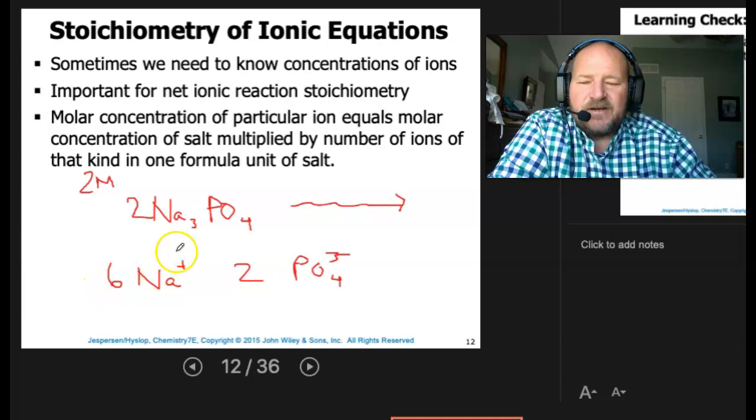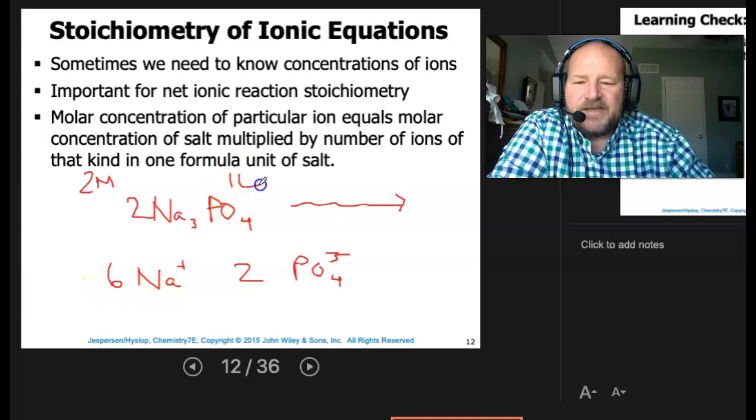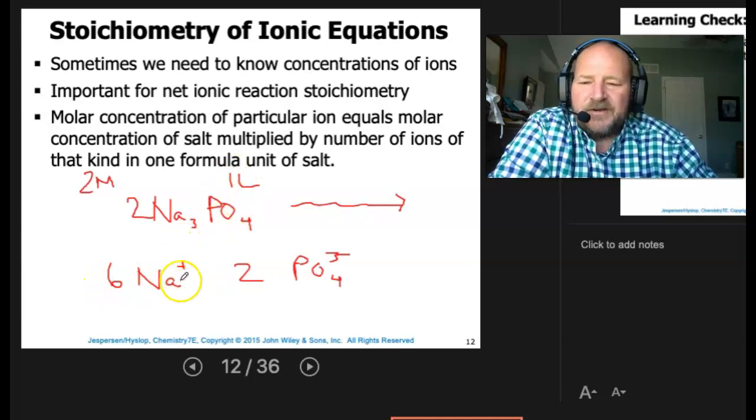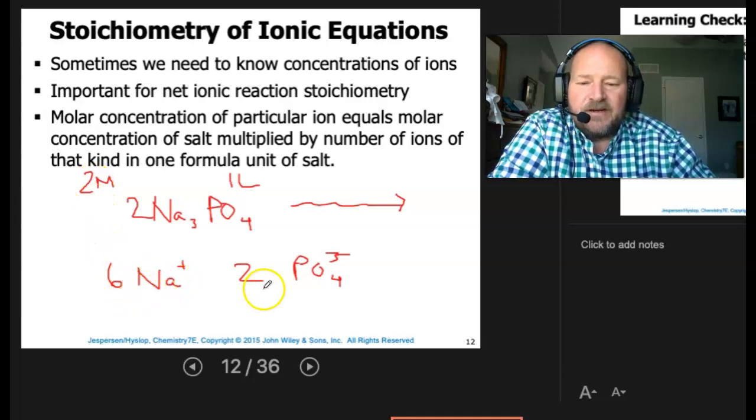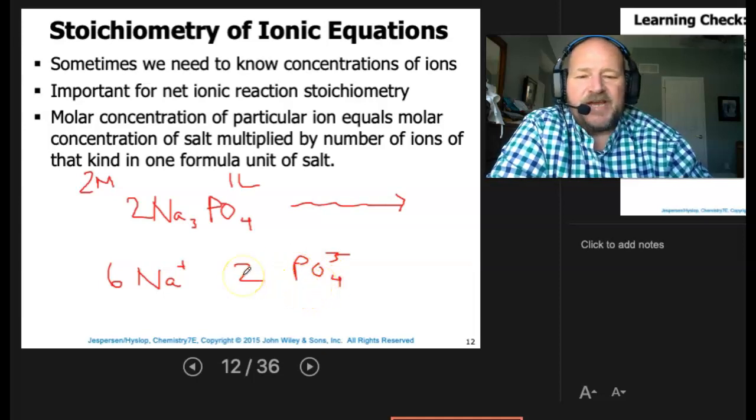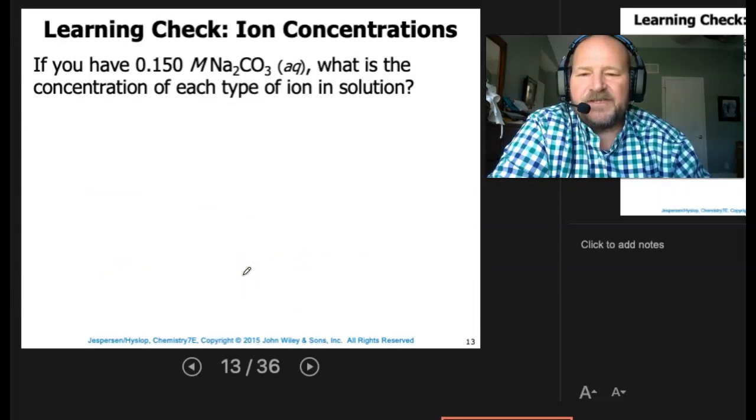Now if our concentration here was 2 molar, right, 2 moles per liter, and let's just say I've got 1 liter to keep it nice and easy. Well, if I have 1 liter, then I'm going to have 2 molar, so I'm going to have 12 moles of sodium in there and 4 moles of phosphate. That's all they're saying about that. Okay, long way to say something simple.